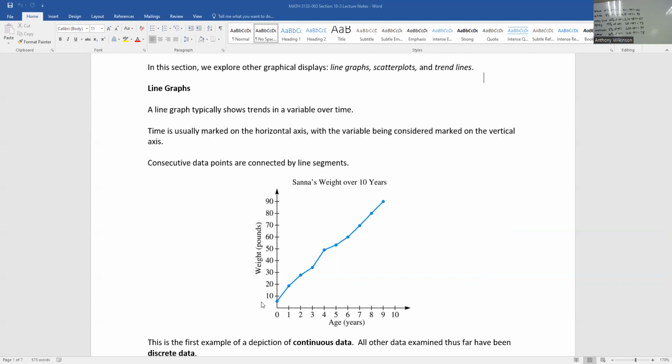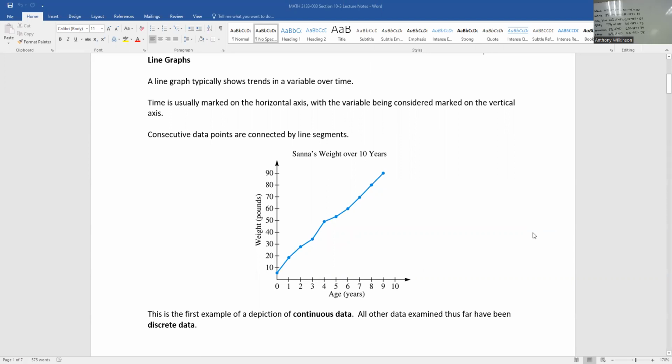And if you have consecutive data points, they're going to be connected by what they call line segments, as you can see. And that usually shows a trend. In this case, you can see Susan's weight over 10 years, from age 0 up to age 10, and she has been gaining weight. So what you're seeing here is an example of a depiction of continuous data.